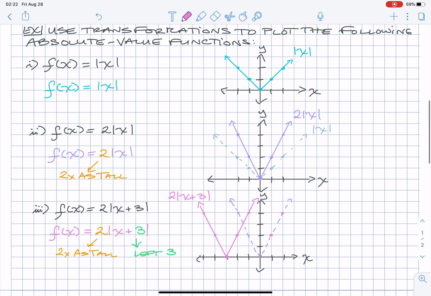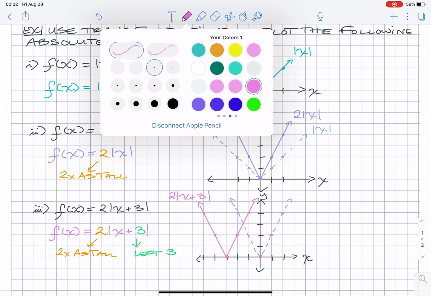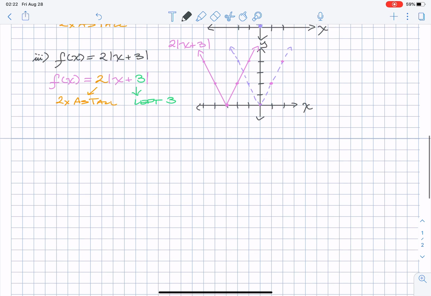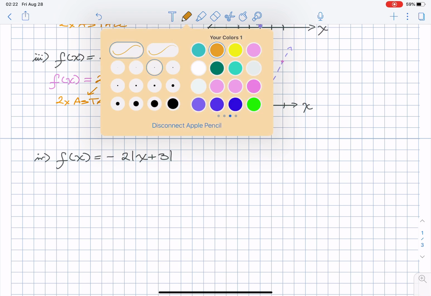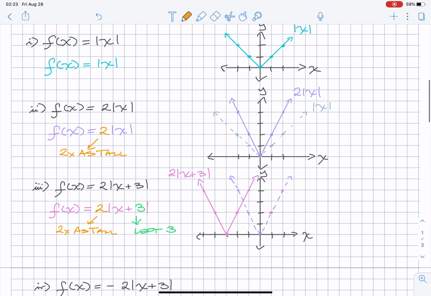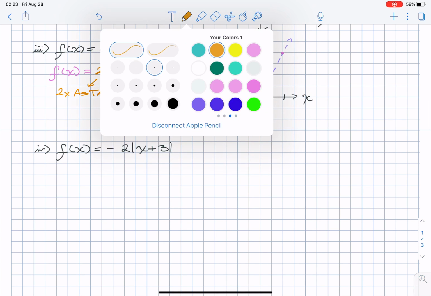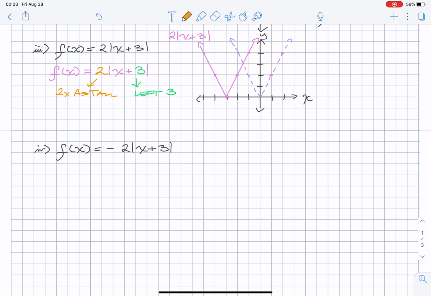Still with me so far? So I had absolute value of x, which I then made twice as tall, which I then moved 3 units left. Okay, let's do a couple more. Number 4, let's consider f of x is equal to negative 2 times the quantity absolute value of x plus 3. Okay, so what color should I use for this graph? Let's use a dark yellow.